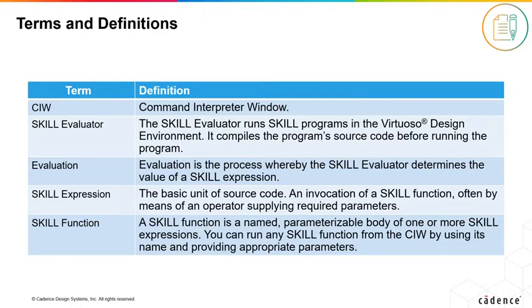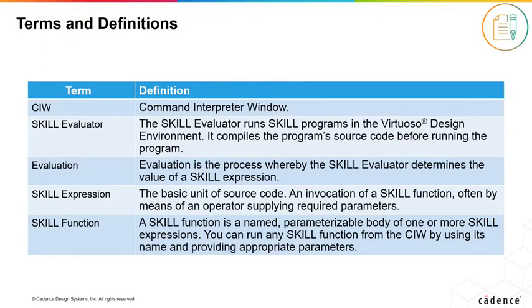Next is evaluation, and this is the process where the skill evaluator determines the value of a skill expression. Maybe it's evaluating an arithmetic expression like 5 plus 7, for example, or maybe it's evaluating a function definition, in which case the name of the function is returned and it's ready for invocation. Now, a skill expression is what we consider the basic unit of source code. It can be an invocation of a function, often by means of an operator supplying the required parameters for that function.